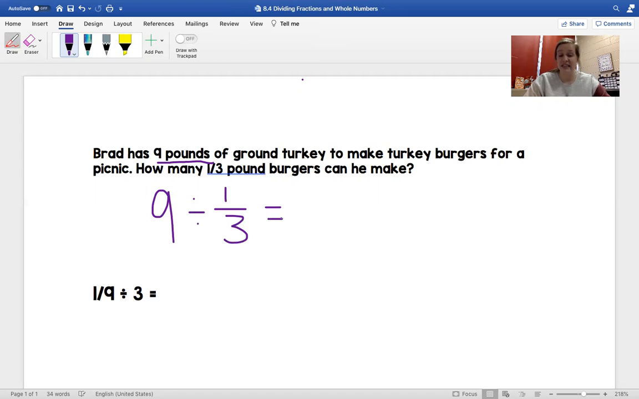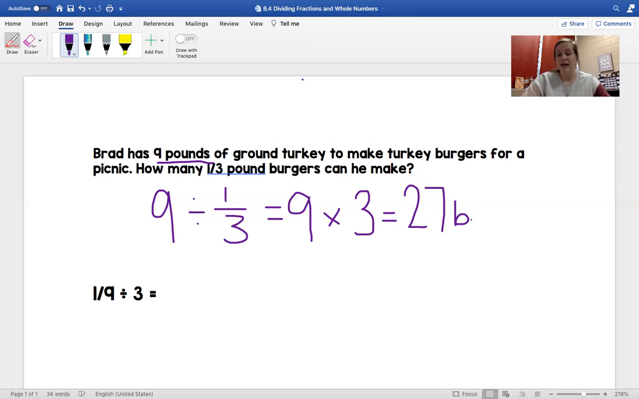I'm going to use the KFC method. So I'm going to keep my 9. That means I'm going to flip my 1/3, and it will become a 3. Remember, you can write that as 3/1, but you just know that a whole number over 1 is just itself, so you don't have to. You're going to change that division sign to a multiplication sign. Great job. And we know that 9 times 3 is what? 27.